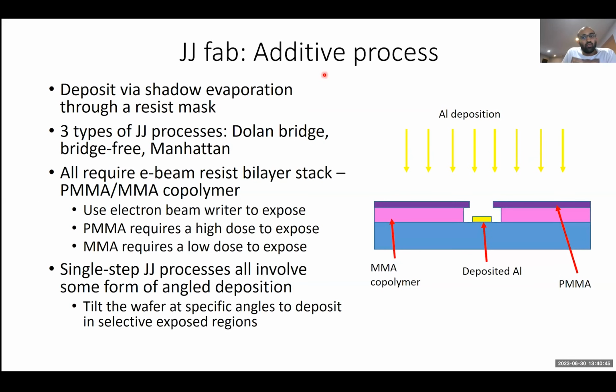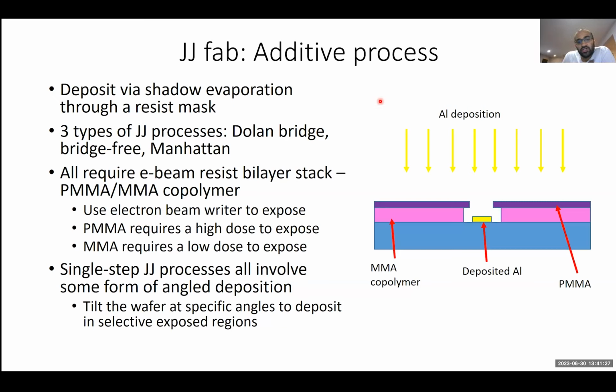So we make our junctions using an additive process, and that basically involves deposition via shadow evaporation through a resist mask. The way that works is we have some resist here that we have developed a trench into, and then you deposit your aluminum. Aluminum will be deposited all on the surface of the resist and also in here. And then you do a process called liftoff, where you remove the resist and you're left with just the deposited aluminum on your wafer.